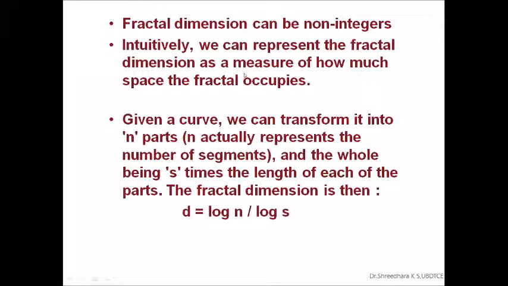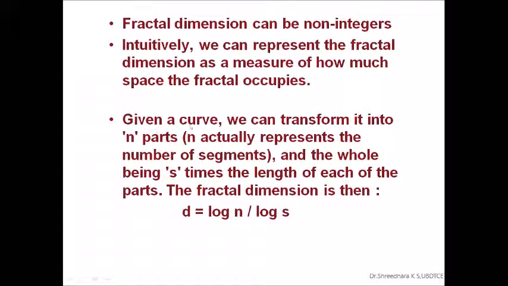Intuitively, we can represent the fractal dimension as a measure of how much space the fractal occupies. A leaf will not occupy a two-dimensional area, but its dimension is greater than one. So you have to measure how much of the area it covers. Based on the covering, we define the dimension. So the dimension may vary with respect to its size. Let us understand with an example.